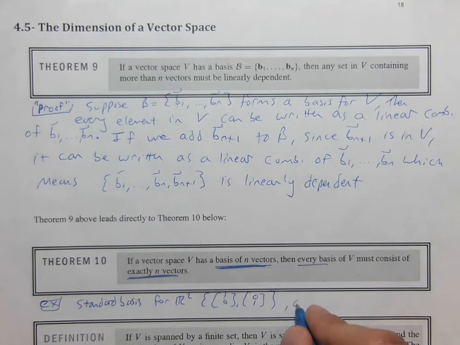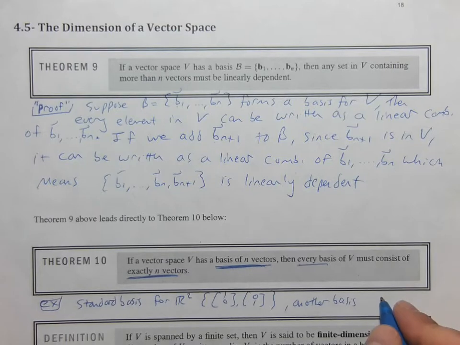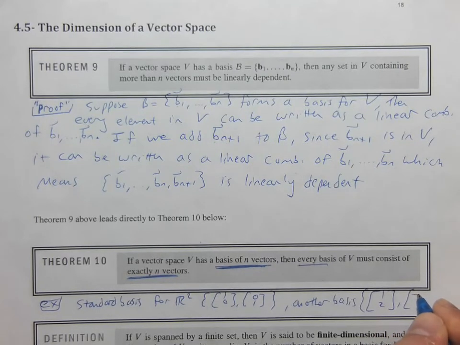Well, another basis would be two other linearly independent vectors. So maybe it might be (1, 2), (-1, 4), for example. That would be a second basis for R2. It also has two elements, and so these are two different bases for R2, right? Different vectors, but they both have two elements. That's the idea. So that's what theorem 10 is telling us.